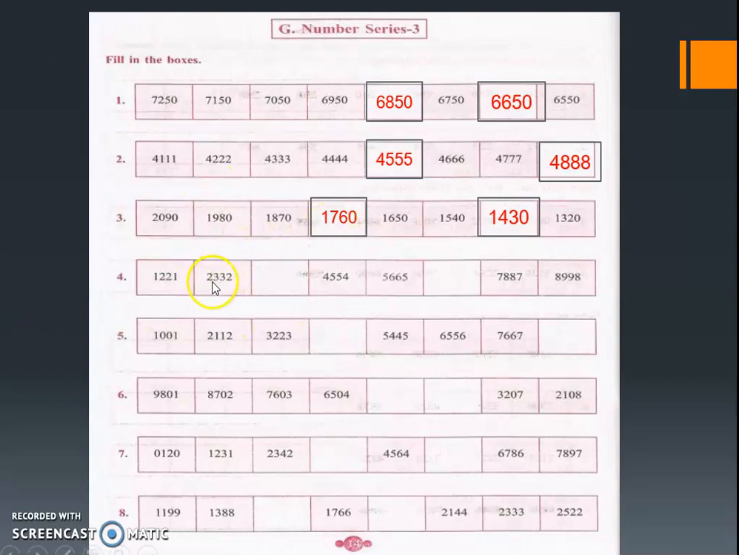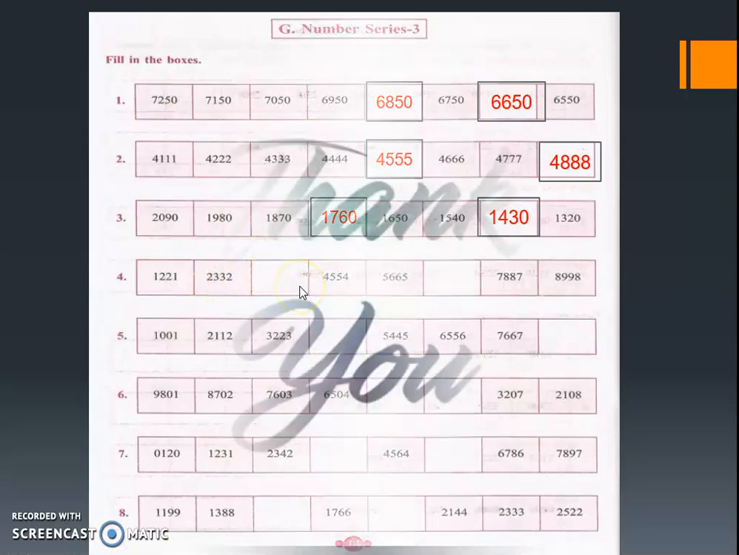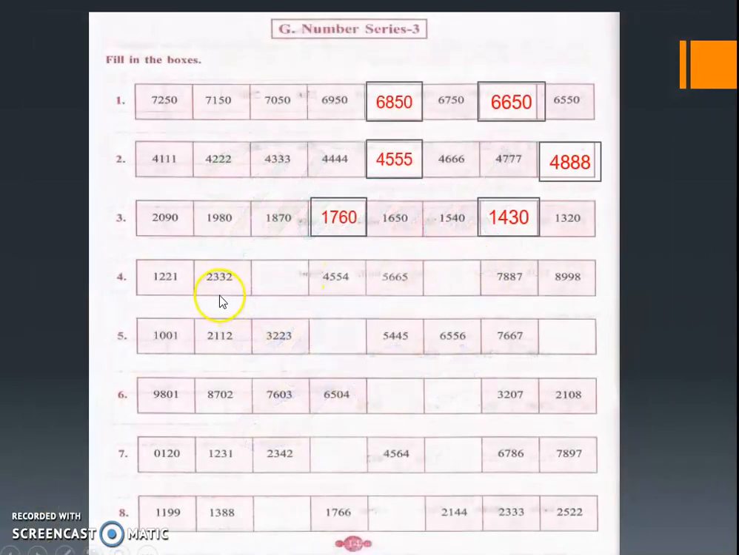So check out over here. 2, so 3, I can write 3 3. So I can write 4 4. 2 is here, so I can write 3. So what will be the answer? So 3 4 4 3 will be the answer over here.